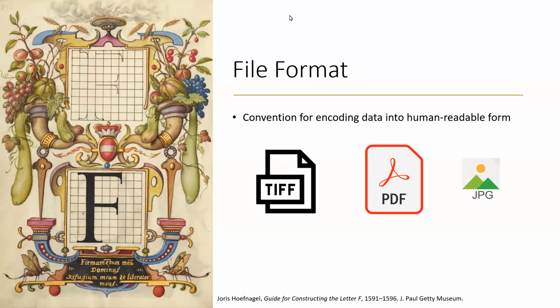So file formats, simply put, these are conventions for encoding data so that a software program can render it into human readable form. Some of the most common formats for digitized archival materials are TIFF, JPEGs, and PDFs.